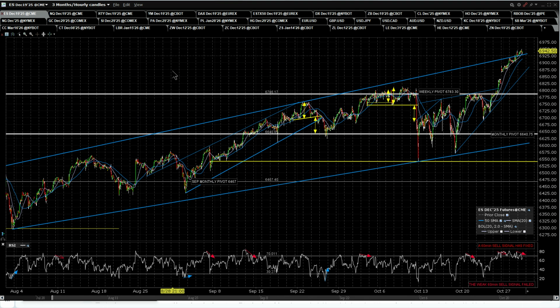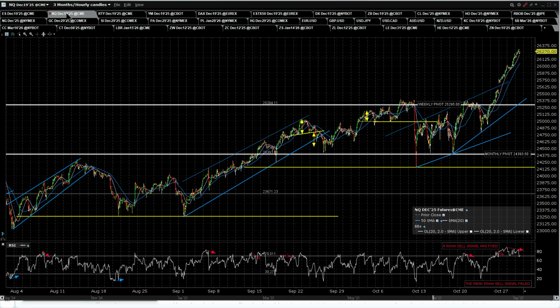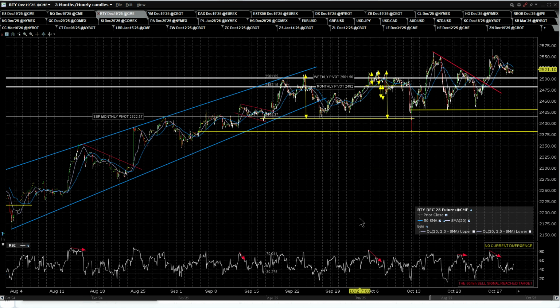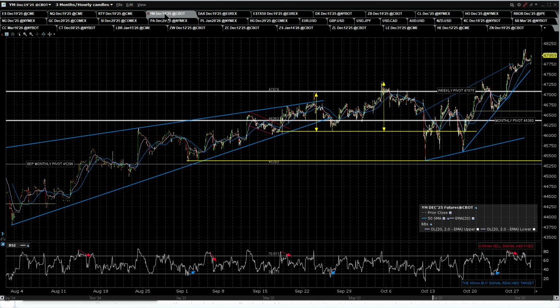Okay, looking at the futures charts. This is what I was talking about in the pre-market video yesterday morning. We've got a 60-minute sell signal fixed on ES. We've got a 60-minute sell signal fixed on NQ. We had one early, and it had already made target on RTY. And we've got a 60-minute sell signal which had already fixed and survived yesterday on Dow. The bearish leaning day this week is today. So there's every reason to think that we're going to see some kind of a pullback.